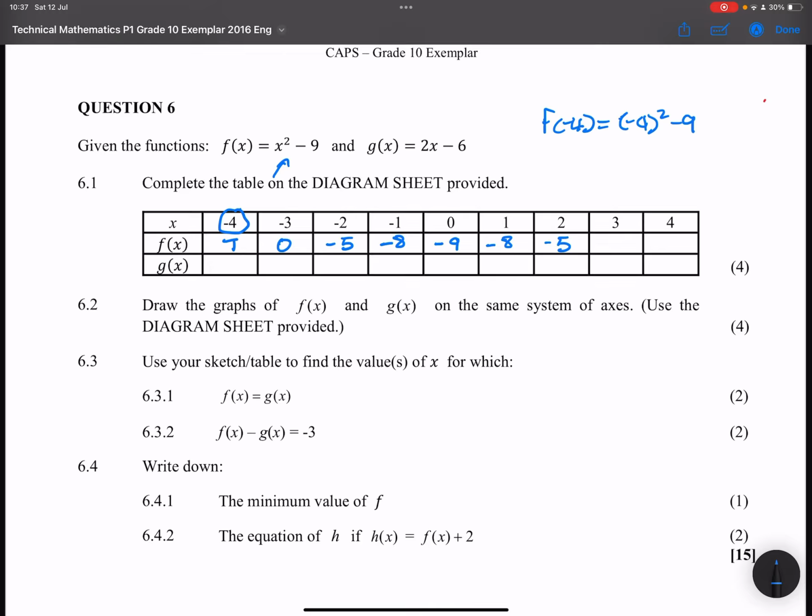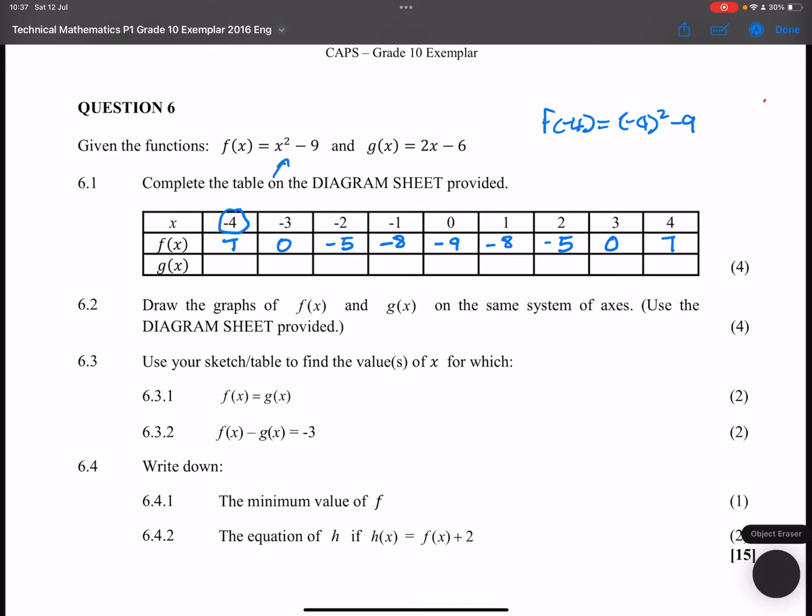That's going to be very true. In fact, the values that we've got for 2 will be the same as for negative 2. So again, that will be 2 squared, which is 4, minus 9. It's negative 5. You can do this on your calculator, ladies and gents. I'm just doing mental maths for now. We've got 9 minus 9, which again gives us 0, and we've got 16 minus 9, which is 7.